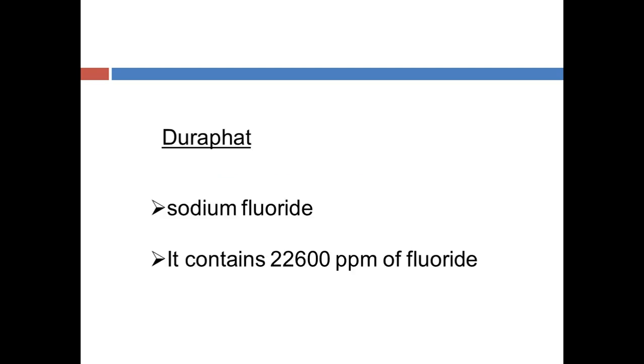Here are some commercial names you might have heard. First one is Duraphat. It contains sodium fluoride, and the ppm will be around 22,600. Actually, in all varnishes, the ppm of fluoride will be more compared to the previous ones. The varnish, as it is in varnish form, sets rapidly whenever applied to the teeth in the presence of moisture, and it remains on the applied tooth surface for up to almost 12 hours after application.